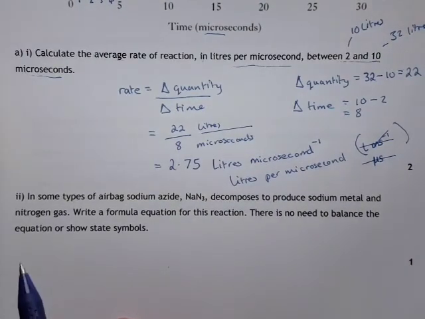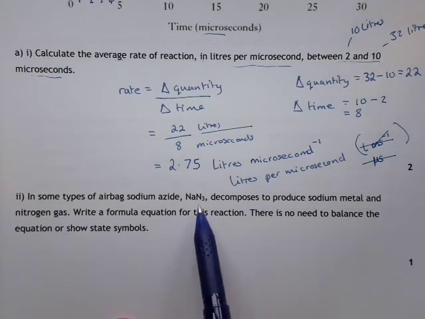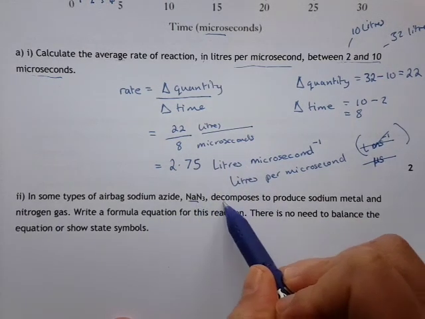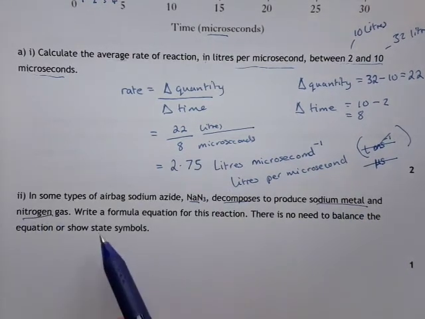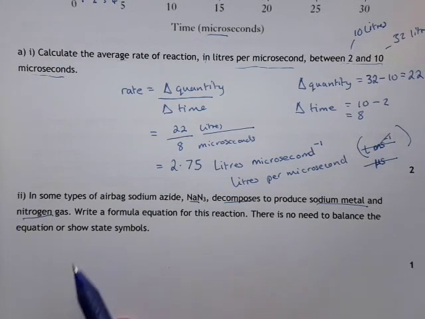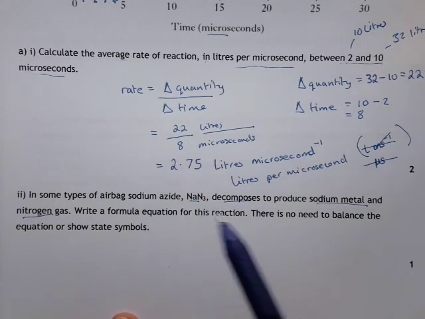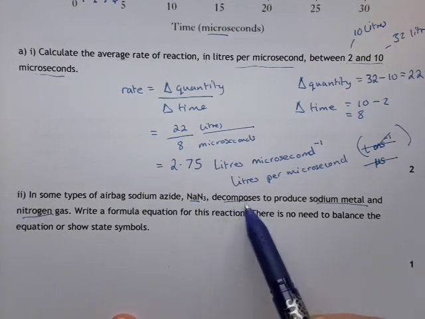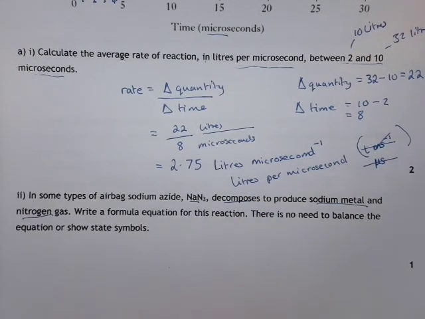Okay, and then part 2 says, in some types of airbag, sodium azide, NaN3, decomposes to produce sodium metal and nitrogen gas, and it says write a formula equation for this reaction. There is no need to balance the equation or show state symbols. Now, a lot of you got a little bit confused. Decomposition is something we did cover in 3rd year. I would expect you to know the name, but if you weren't sure about what that means, use this as a chance to learn. So decomposing just means breaking down.